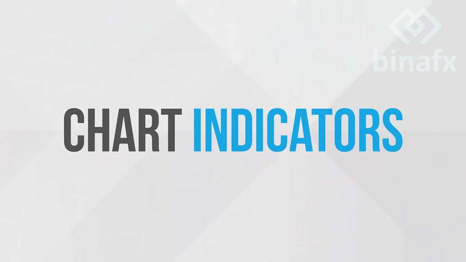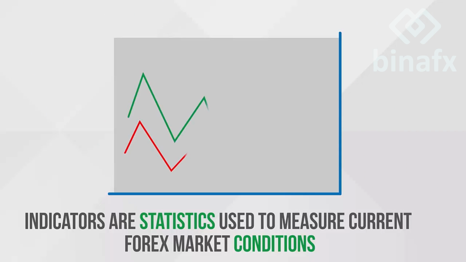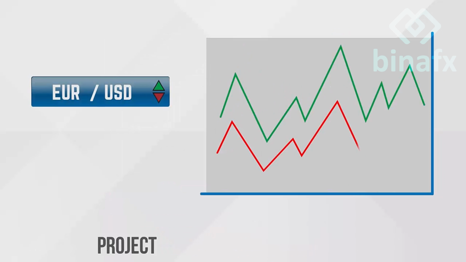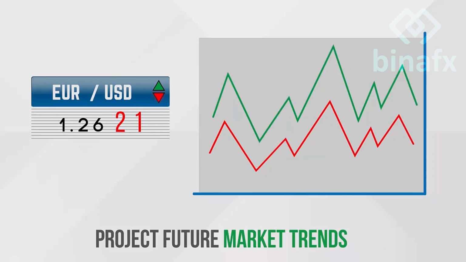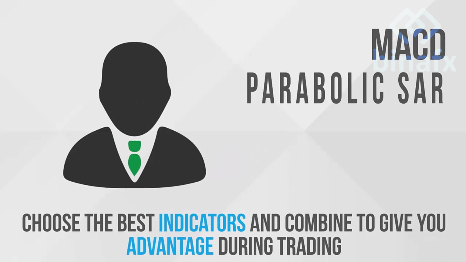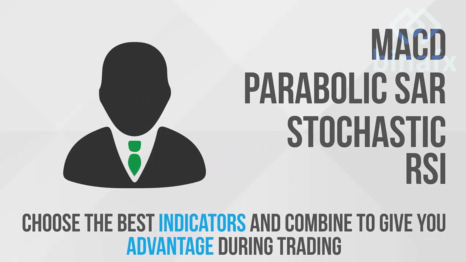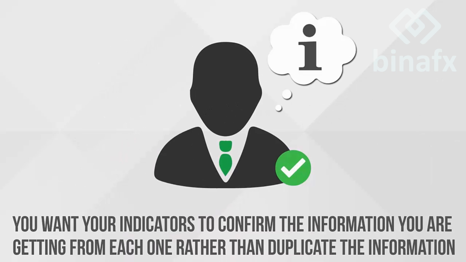Indicators. Let's start with some basic indicators that you can use when you start trading. Indicators are statistics that are used to measure current Forex market conditions and to project future market trends. Your job is to choose the best indicators and combine them in a way that will give you an advantage during trading. Ideally, you want your indicators to confirm the information you are getting from each one, rather than duplicate the information.